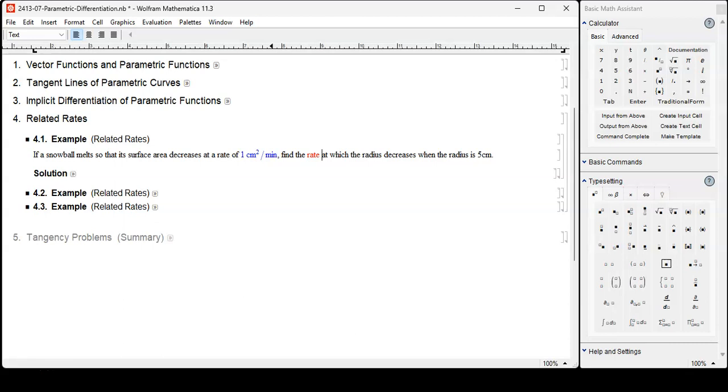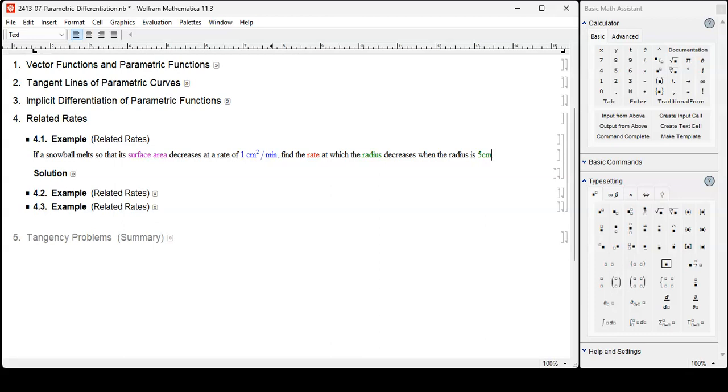Now, how about the original? The surface area. And that decreases at this rate. And then we're going to find out the rate at which the radius decreases. And the radius is 5 centimeters now. The color coding will help.